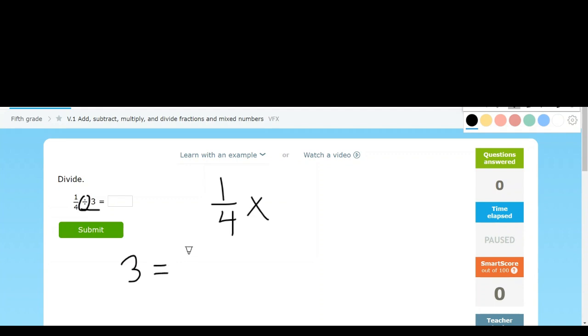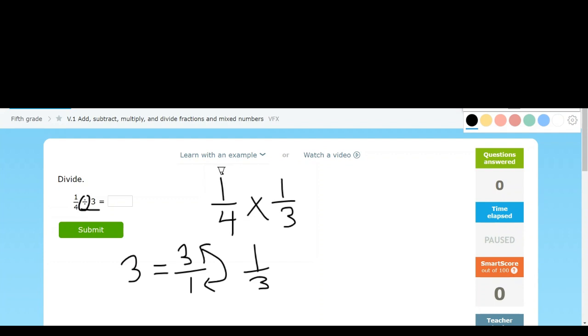We know that 3 can be rewritten as 3 divided by 1 in fraction form. And to find the reciprocal of 3, we flip the top and bottom. So the reciprocal of 3 is 1 over 3. So then we're going to multiply by the reciprocal of 3, which is 1 over 3. And then from here on out, we just multiply the fractions together.